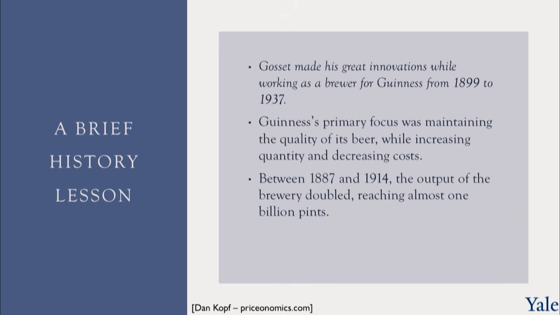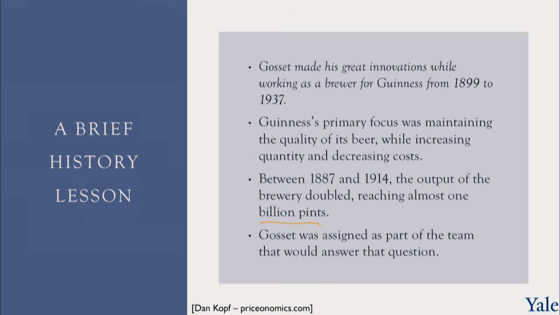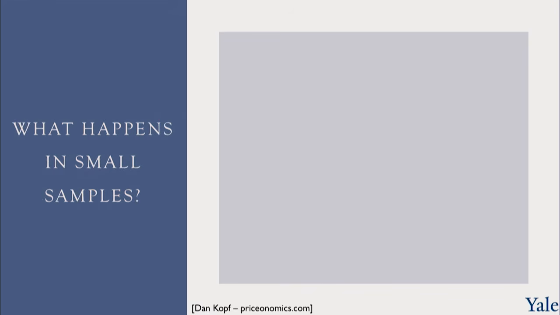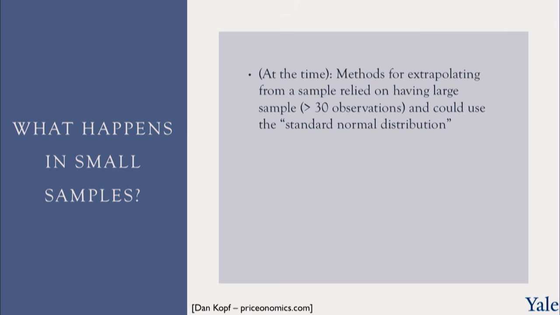Between 1887 and 1914, the output of the brewery doubled, and they were reaching about 1 billion pints, which is a huge amount for the era. And Gossett was assigned as part of a team that would answer that question: how do you make sure that the quality of the beer is uniform? So the question that boiled down for him was, what happens in small samples? At the time, methods for extrapolating from a sample relied on having a large sample. So you had more than 30 observations, and you could use a standard normal distribution.